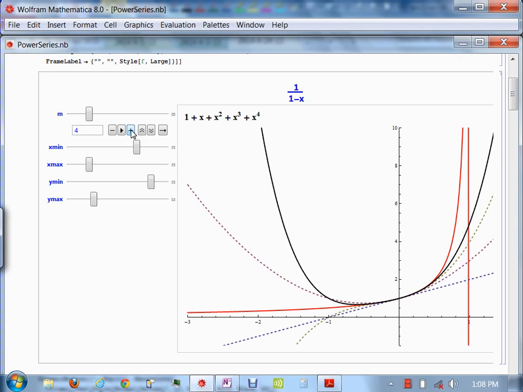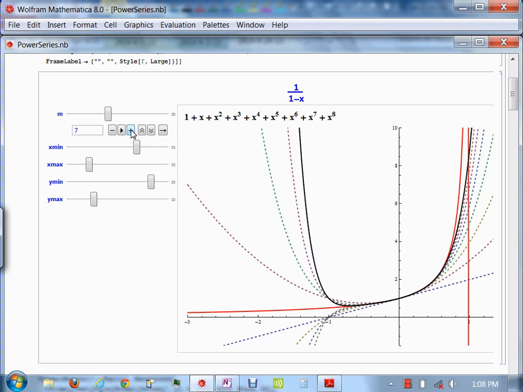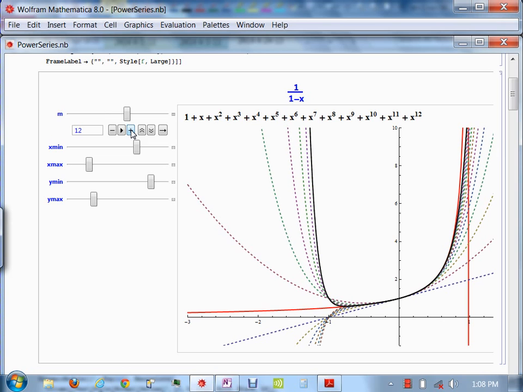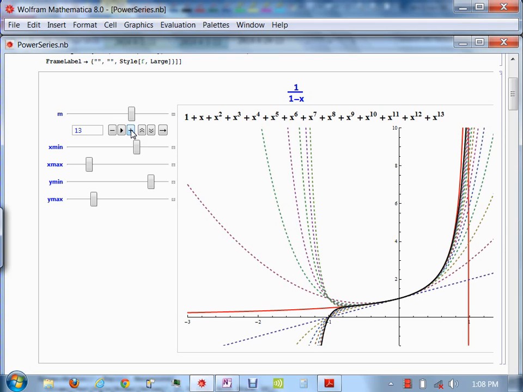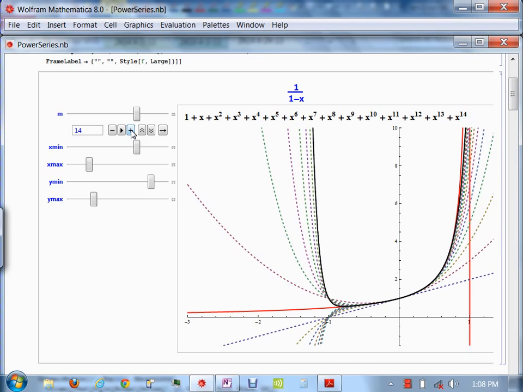Now I'm going to start cranking them out. See all these powers start coming up. Watch what's happening. See how we're getting better approximations in here? Do you see that my black one is almost laying right on top of that red one now? Almost. Now over here, it's not good at all, is it? Over here, I'm not even close.